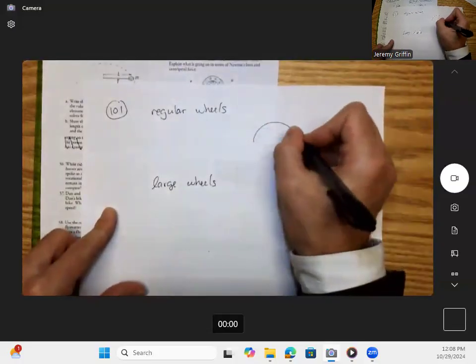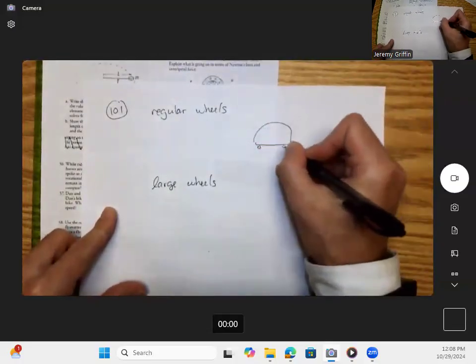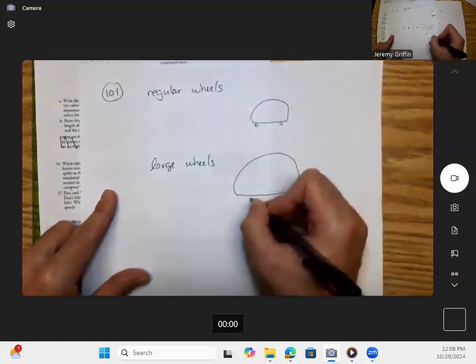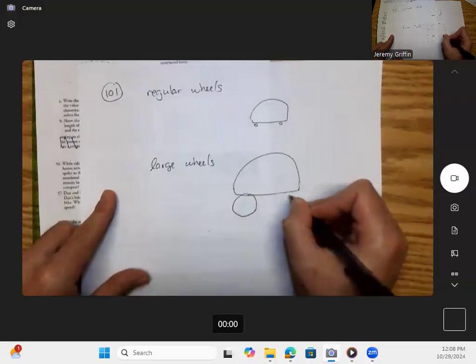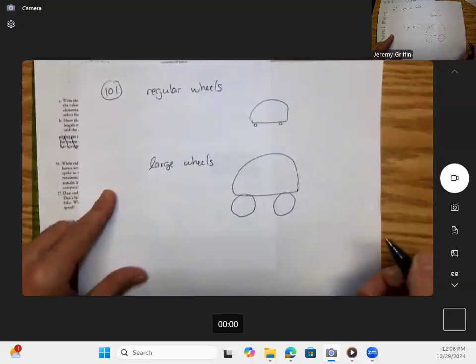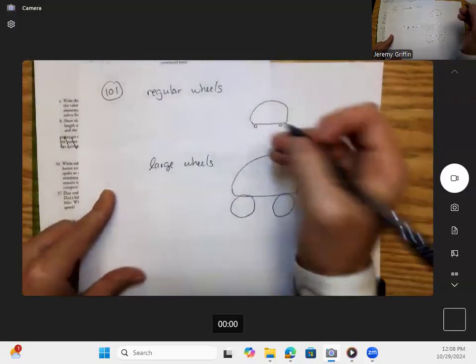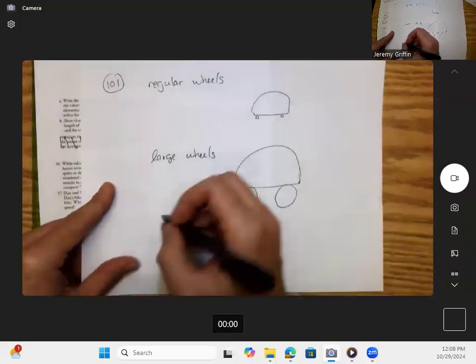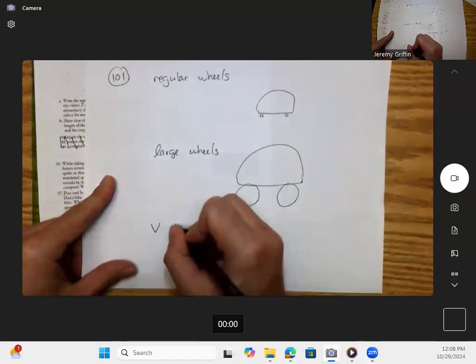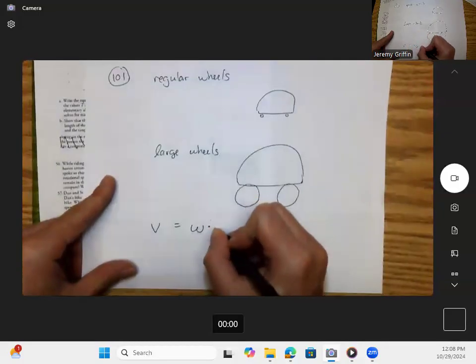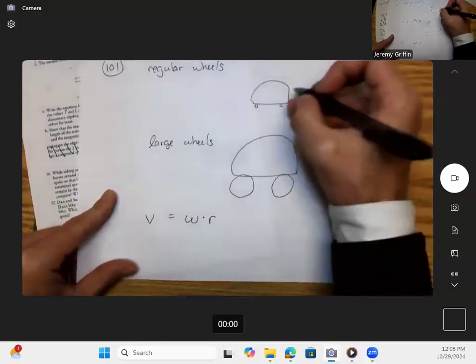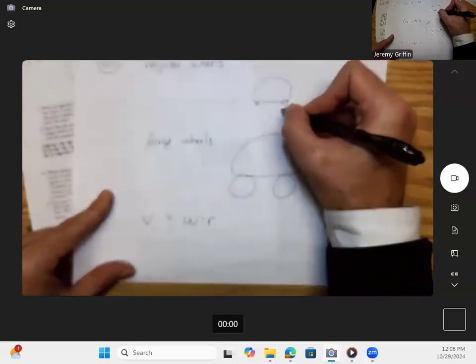So I got a car with regular wheels on it. I got a car with big wheels on it. Something like that. And I have an equation. It goes V equals omega times R. Right. So think about it, guys, if this wheel makes one complete rotation.